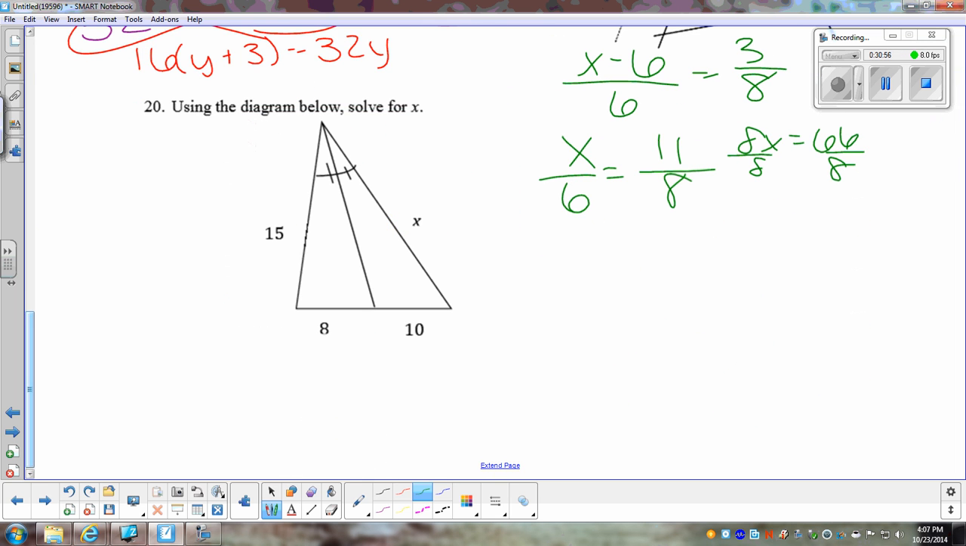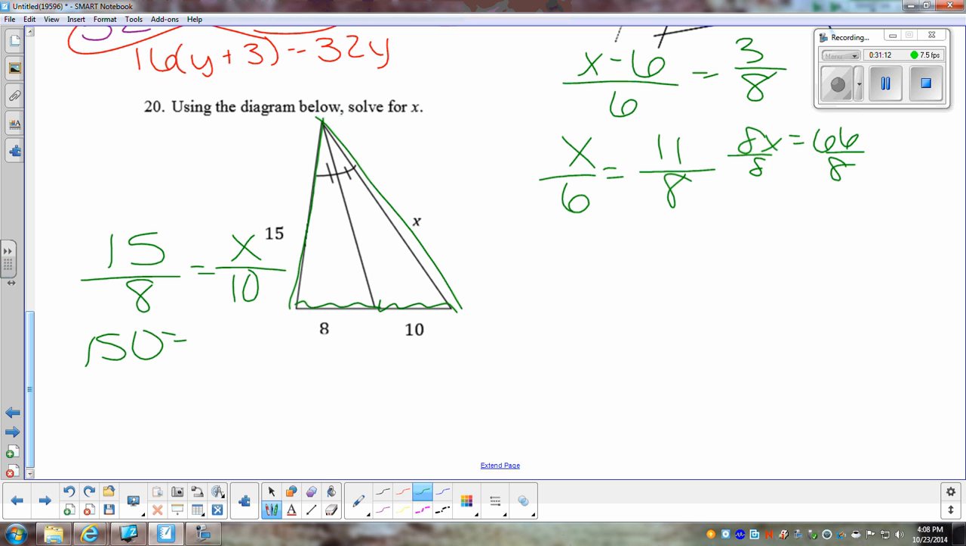All right, so with this one, I know that 15 over 8 equals x over 10. Cross multiply. 150 equals 8x. So I divide by 8. I get x equals 18.75.